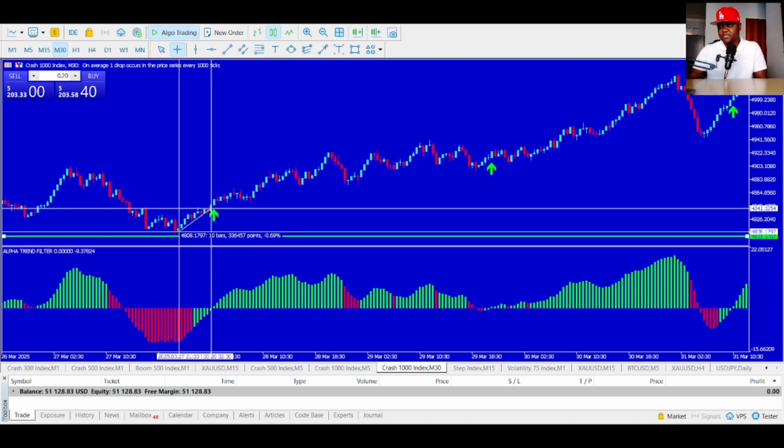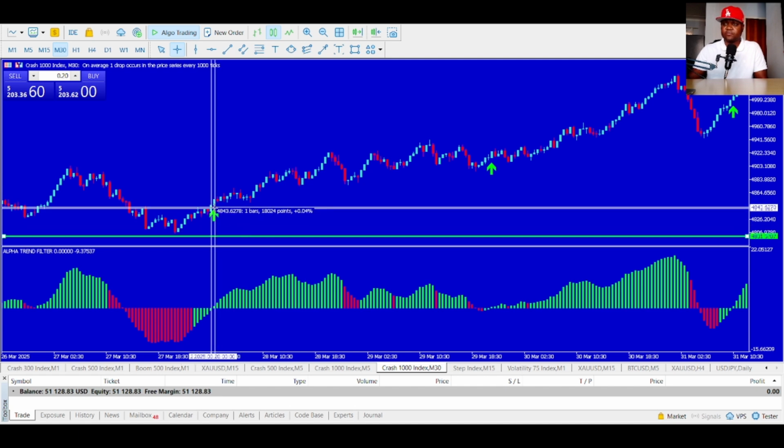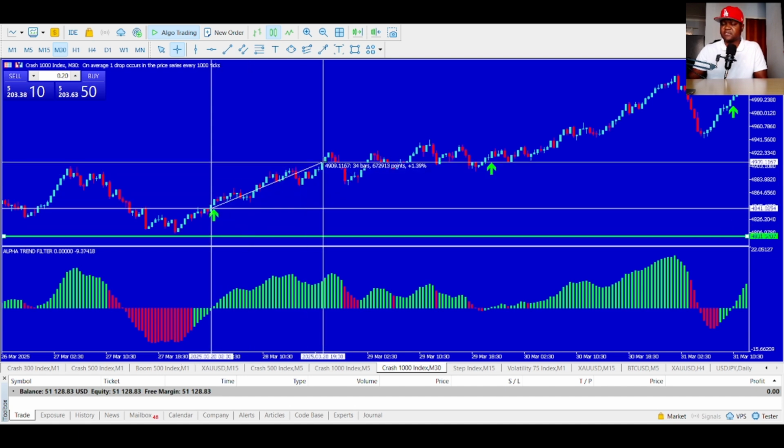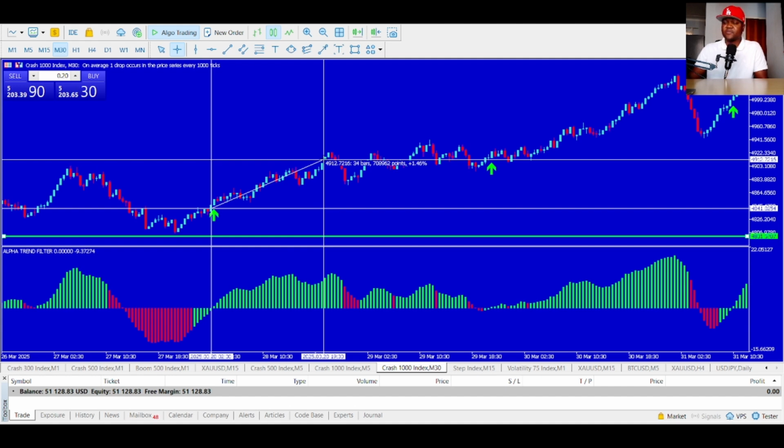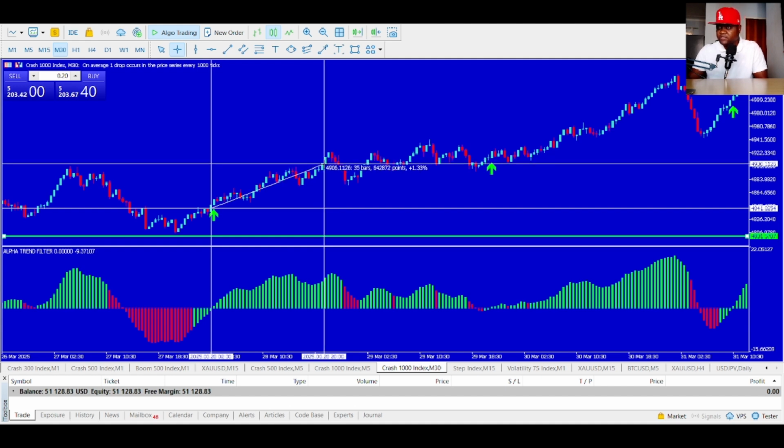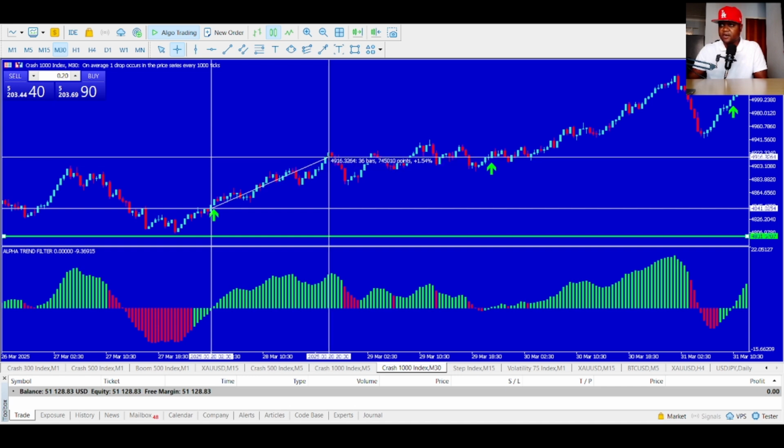Let's assume that this is 0.70 multiplied by 2. So that means my take profit is going to be 1.40. 70 times 2 is going to be 140. So around this particular area, I was going to exit this position around this area here. So as simple as this.